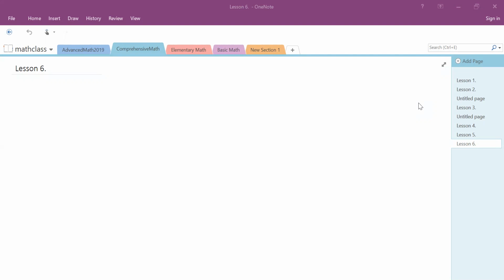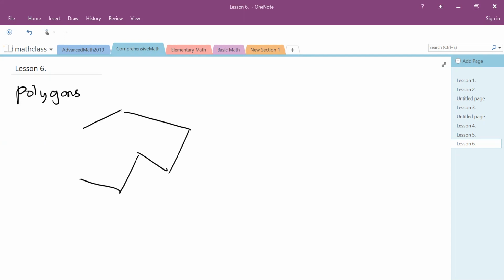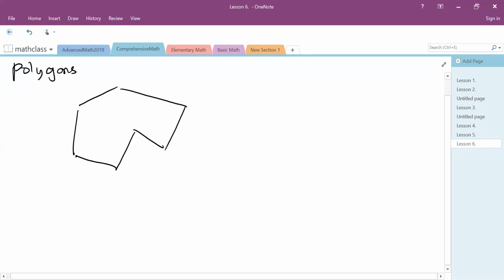So today, I have a couple of topics to discuss. The first one I really want to talk about is polygons. A polygon consists of, could be like that. Okay, this is called a polygon. And then you can talk about interior angle and exterior angle.